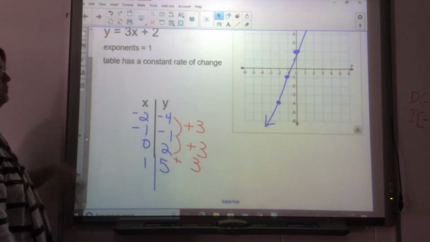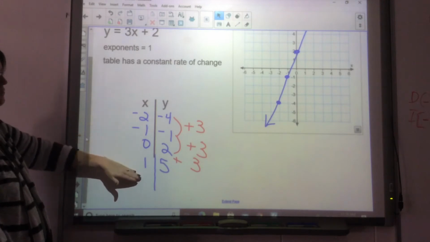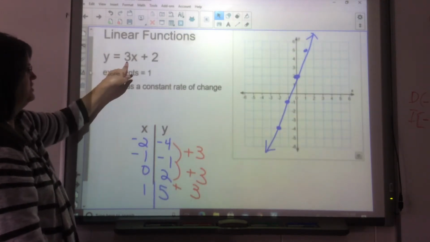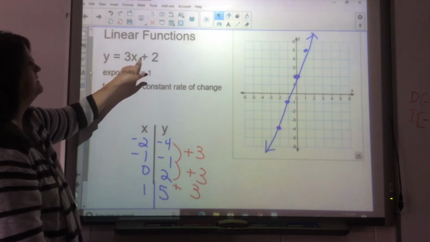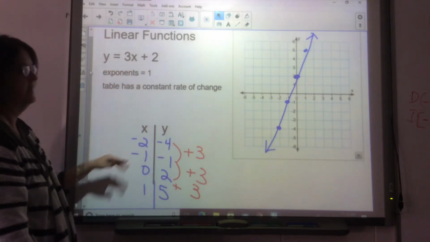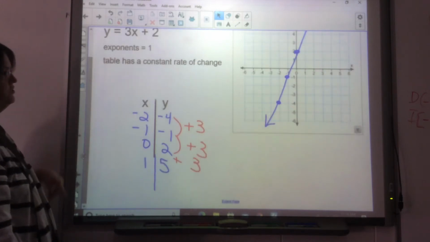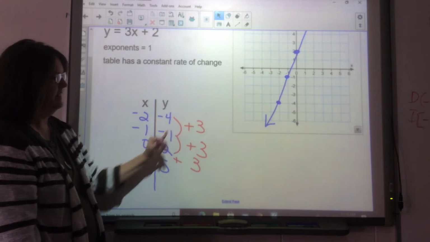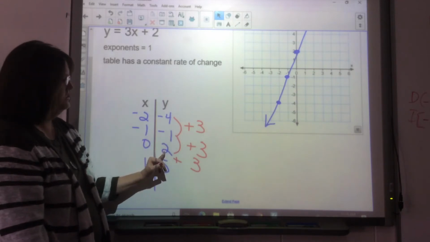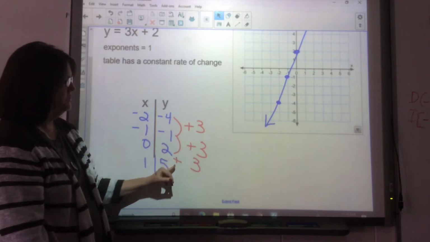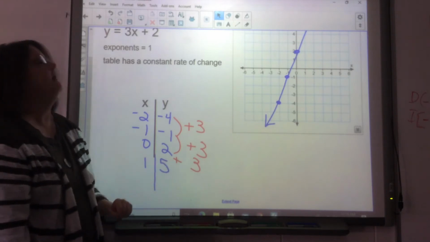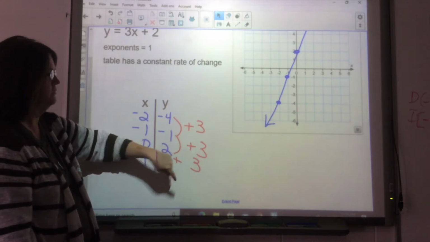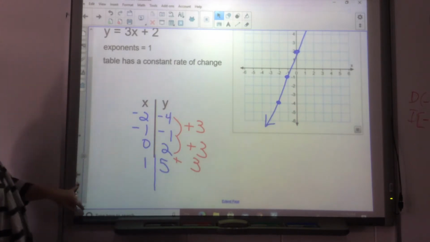So here's the table, starting from -1 and going to 1. These are the values that I get when I plug in -2. 3 times -2 is -6, plus 2 is -4. That's how I'm getting each of these values. So this is your table. If you notice, to go from -4 to -1, I'm adding 3. To go from -1 to 2, I'm adding 3. To go from 2 to 5, I'm adding 3. A linear function has a constant rate of change over the intervals. So I'm adding 3 each time.